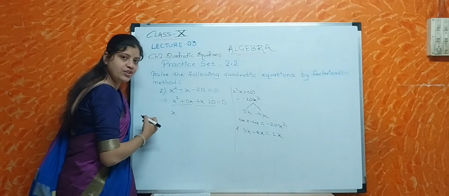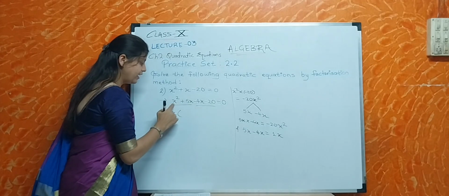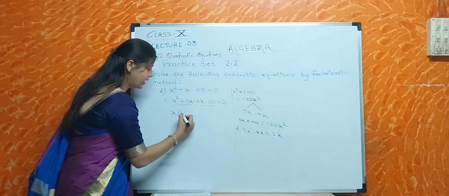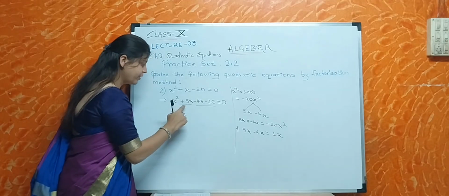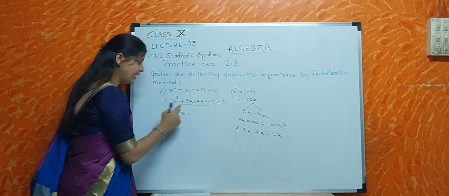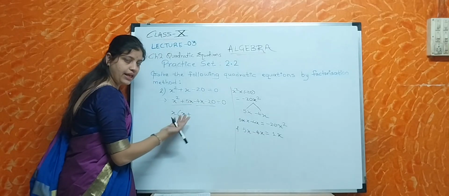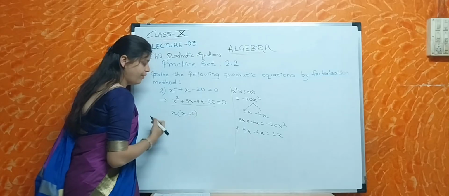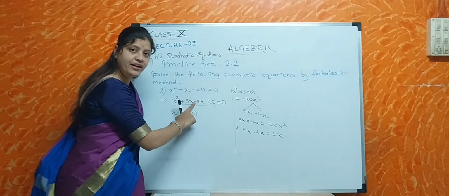Nothing but x is common here. Next, in x square we have taken 1x as a common, so another x will be in the bracket. Plus here also x is taken outside. That means what is the remaining in the bracket? 5.